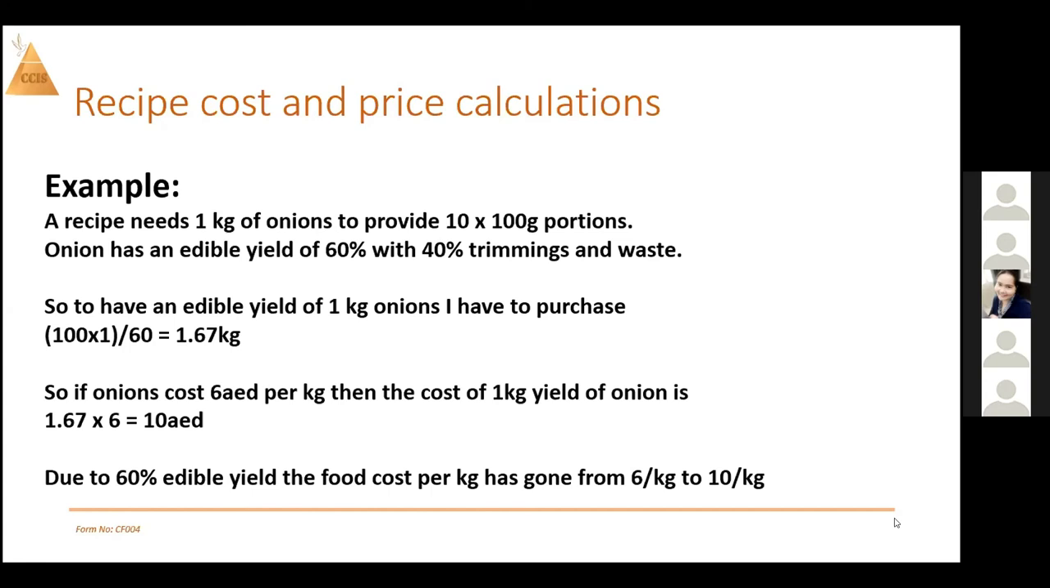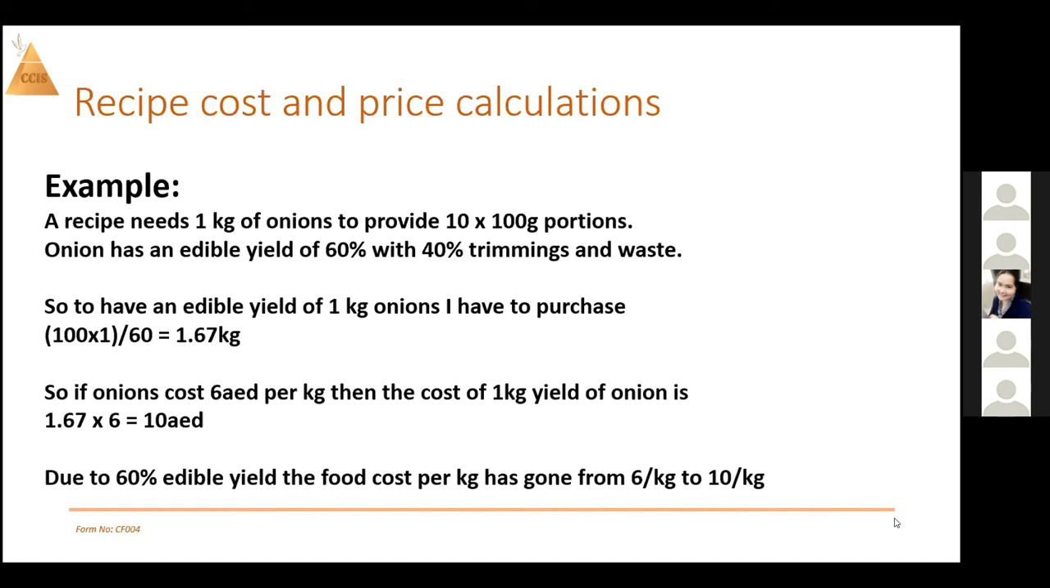So if I have to get 1 kilogram of edible yield of onions, I need to actually buy more than 1 kilo to take into account the waste. There's a calculation. Obviously I need 100%, so that's where the 100 comes in. So 100 times one, and then I divide it by the yield percentage. The easy way is you take the 100 divided by your 60%, and for this case, where we have 1 kilo to start with, it's 1.67 kilo of onions we have to purchase. So for any item you're going to be buying, you take the total edible yield you need, times it by 100, and divide by the yield percentage of the food item you're working with.